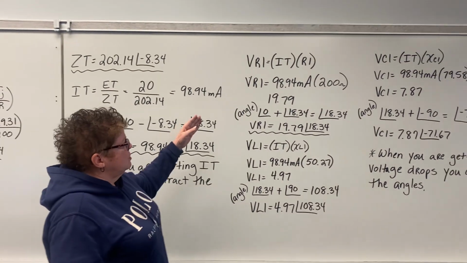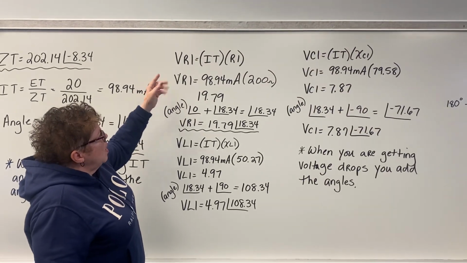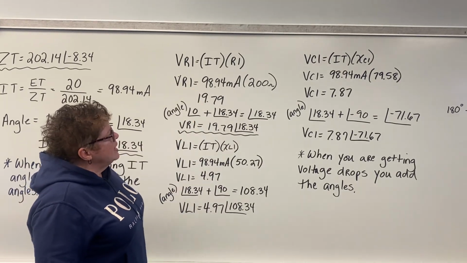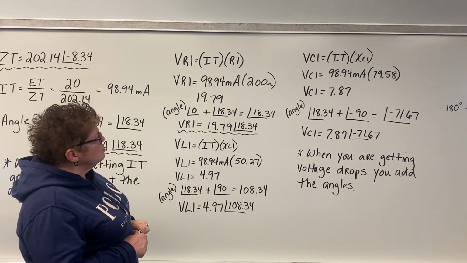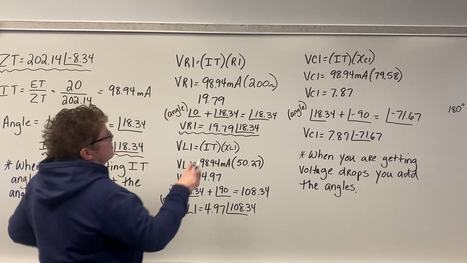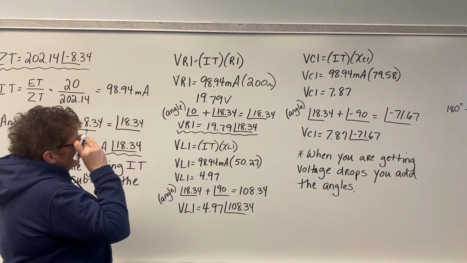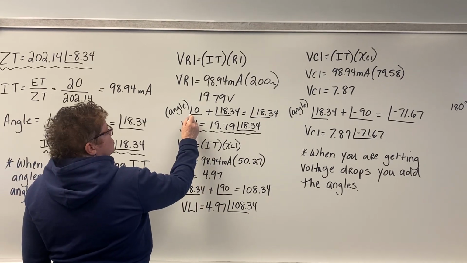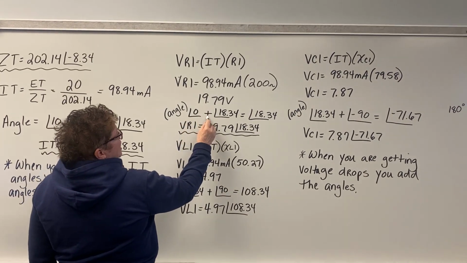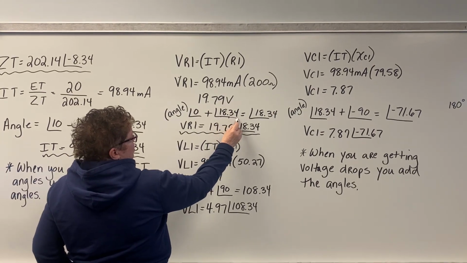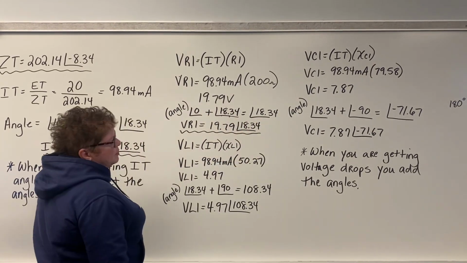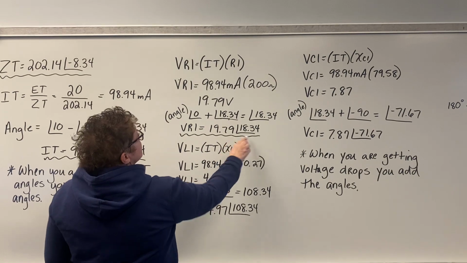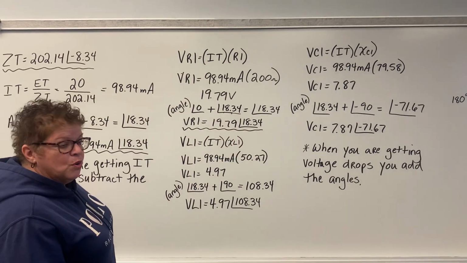So the first thing we need to do for voltage drops, VR1 is I total times R1. When we take I total, the 98.94 milliamps times 200, we get 19.79 volts. To get the angle for that, we're adding the angles when we're getting the voltage drops. Resistors are always at an angle of 0, plus 18.34 gives us an angle of 18.34. So VR1 is 19.79 volts at an angle of 18.34.